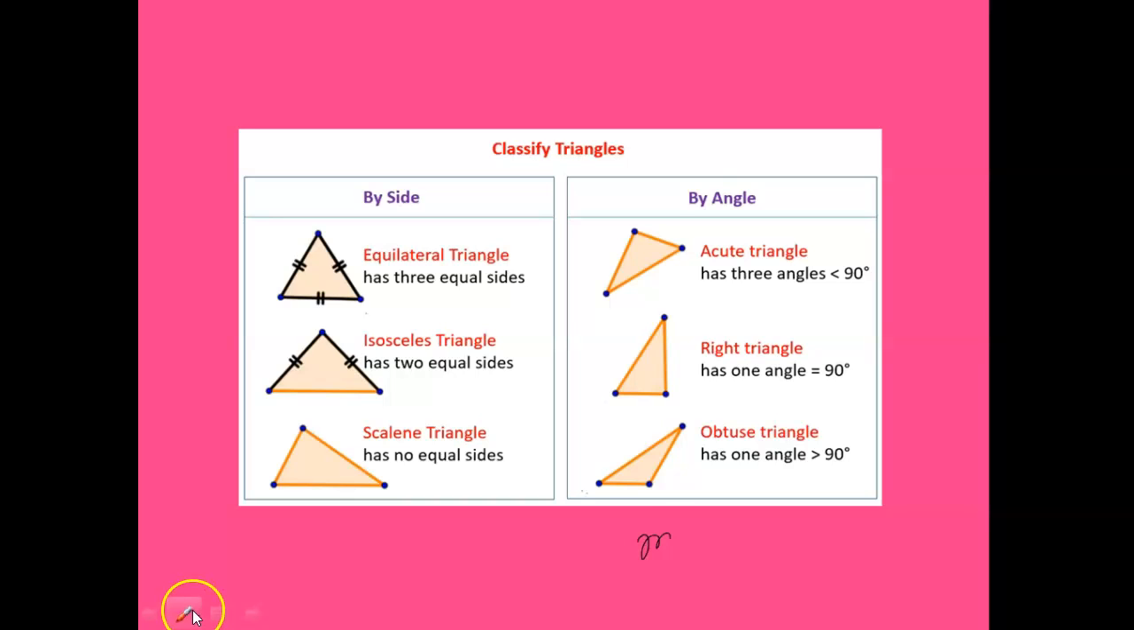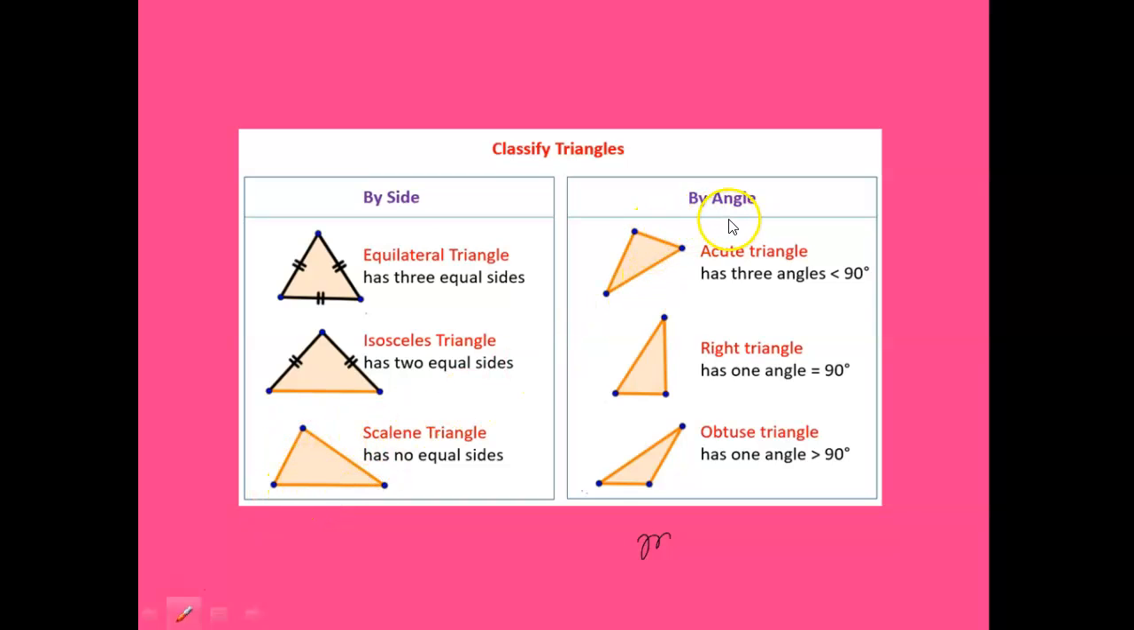All right, today we are going to quickly go over classifying triangles. You need to follow along with your notes. You classify triangles by side. So if I classify by side, either it is an equilateral triangle, where all three sides are equal, an isosceles triangle, where two sides are equal, or a scalene triangle with no equal sides.